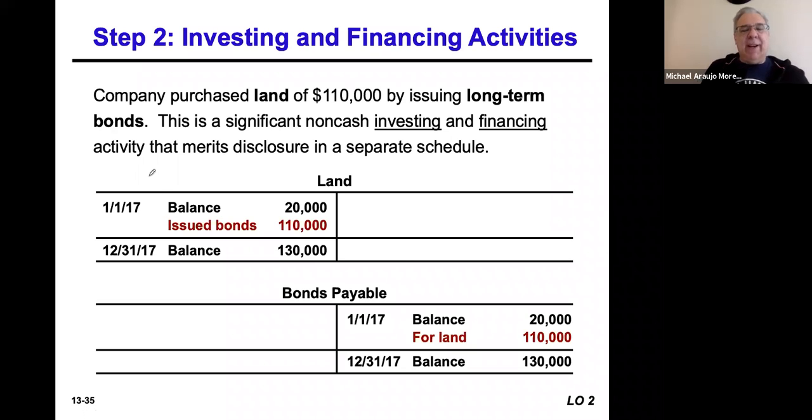Step 2 is identifying those investing and financing activities. It's significantly easier to identify these things because there's no conversion to do. It's stated. We have more land. Why do we have more land? We have more bonds. Okay. So in this case, this is a non-cash activity that affected land, which is an investing activity, and bonds payable, which is a financing activity. So this would be put on a separate schedule to show why we have more land and why we have more bonds payable.